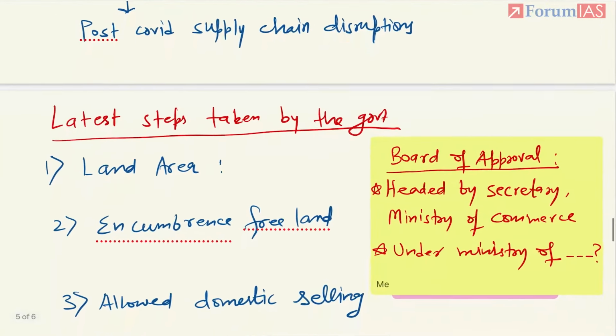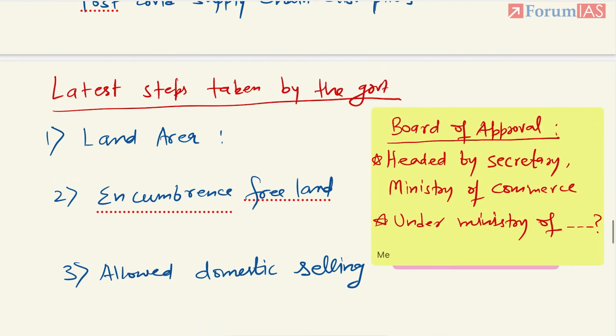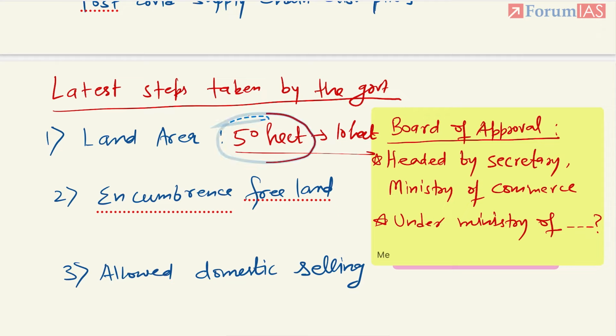And the rules which have been relaxed recently are three rules basically. First, land area requirement. Earlier, for a semiconductor plant, the minimum land required was 50 hectare. Now it has been reduced to 10 hectare. What will happen? Small investments can also happen. Investors who do not have this much potential or this much money to invest can also invest and take land of 10 hectare.